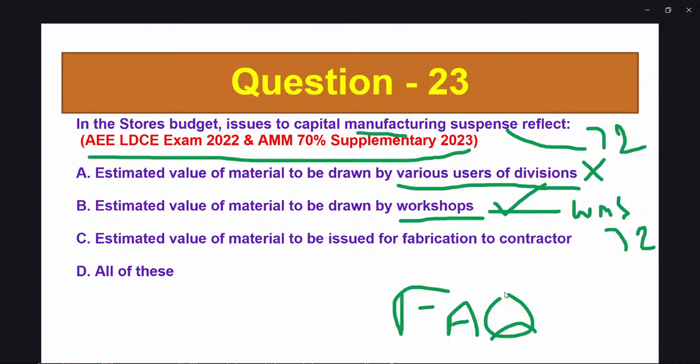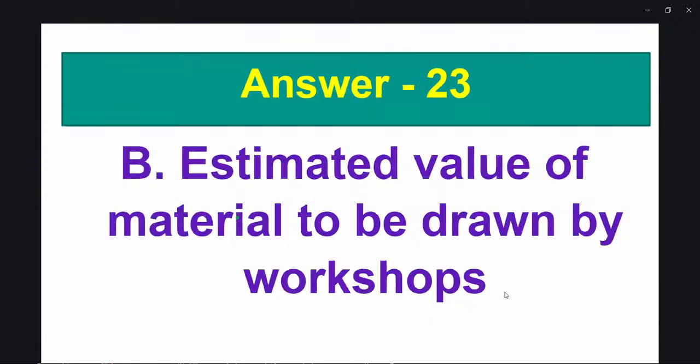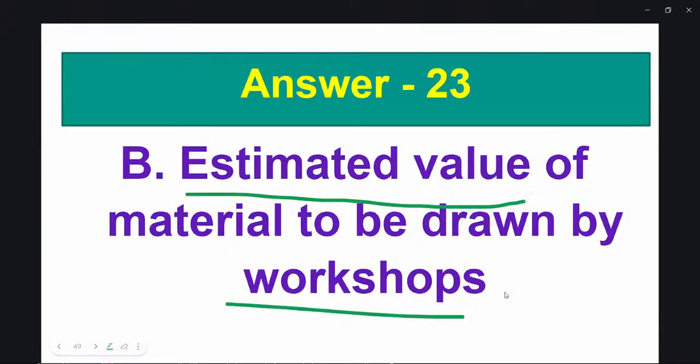Please check the manufacturing suspense. And here again we'll check. Estimated value of material to be issued for fabrication to contractors. This is planet 73 MAC, miscellaneous advances contractors. So this is also no. So there is no question of all of these. So what is the correct answer? B. To be drawn by workshop, that is the WMS planet 72. Okay.